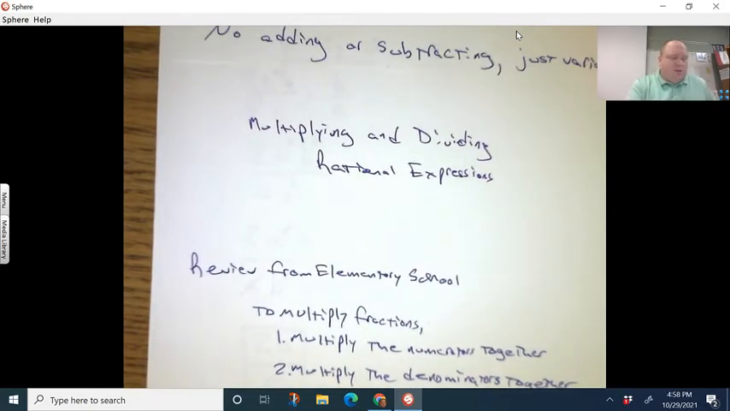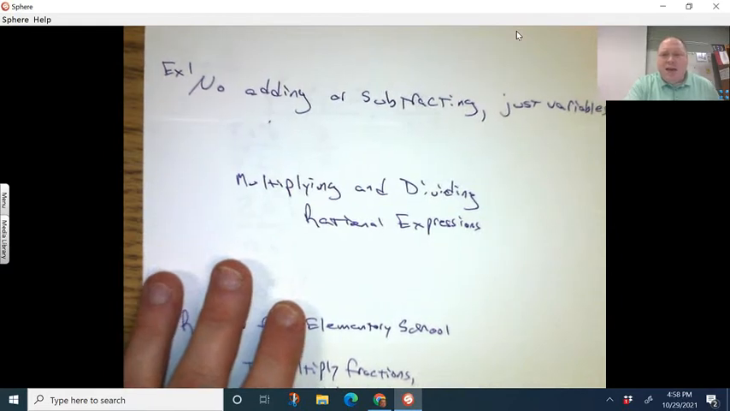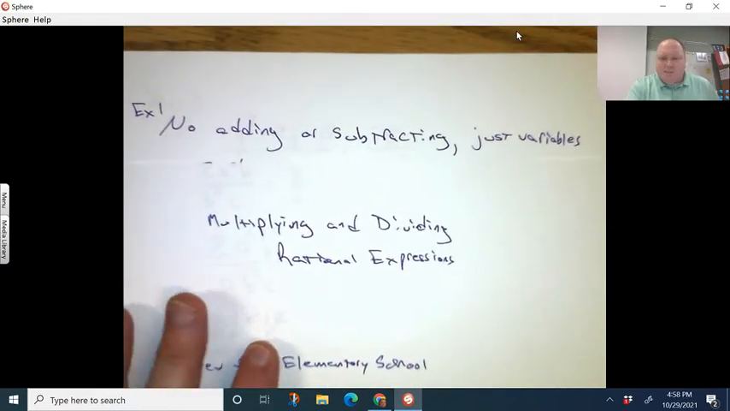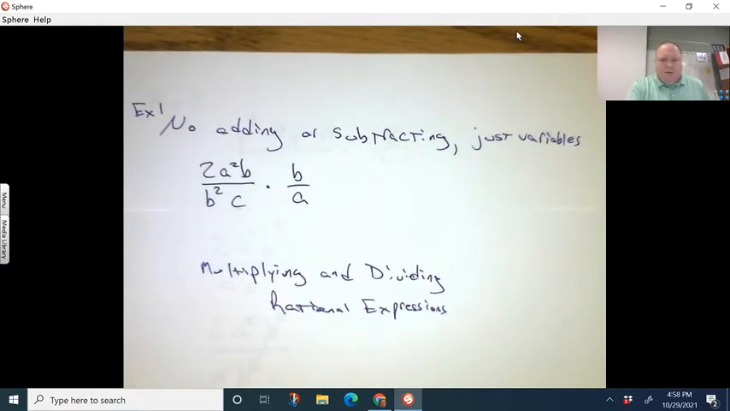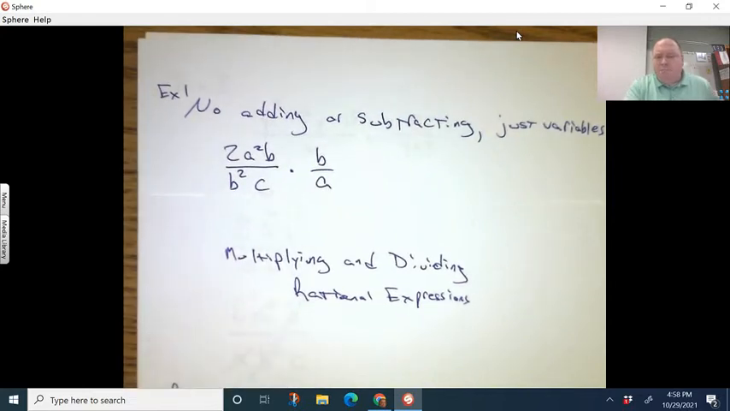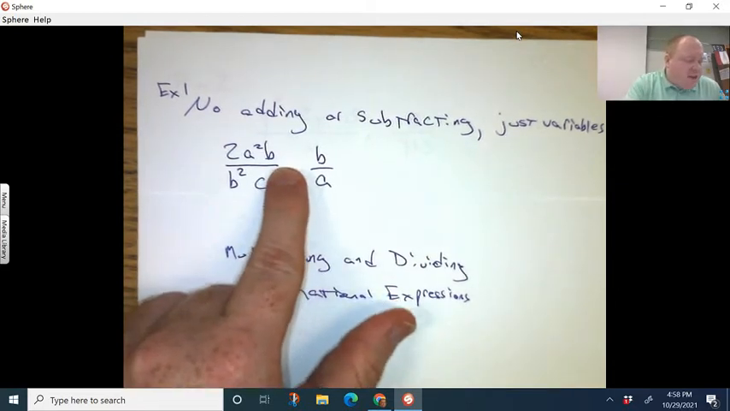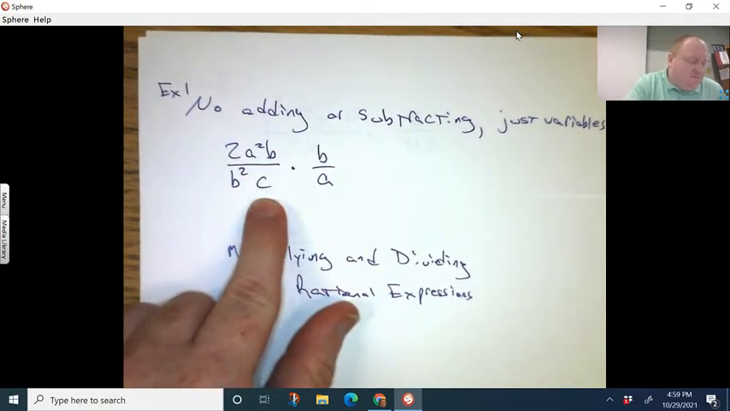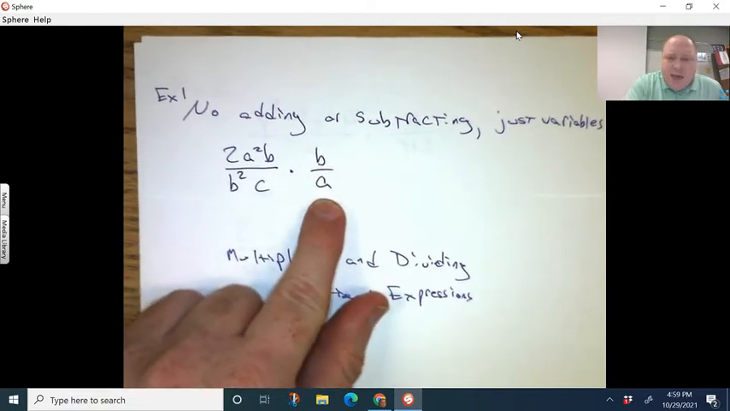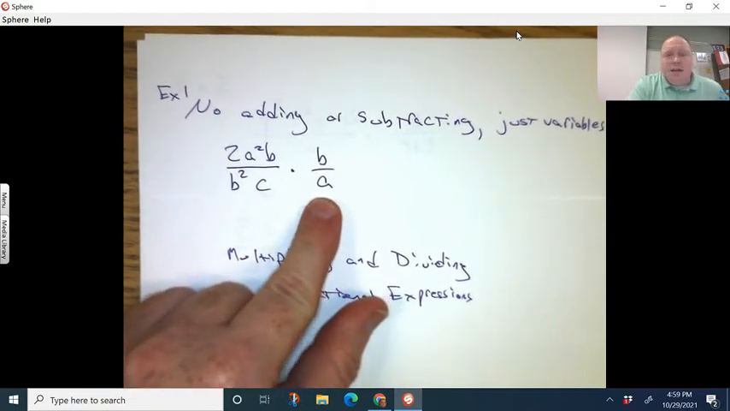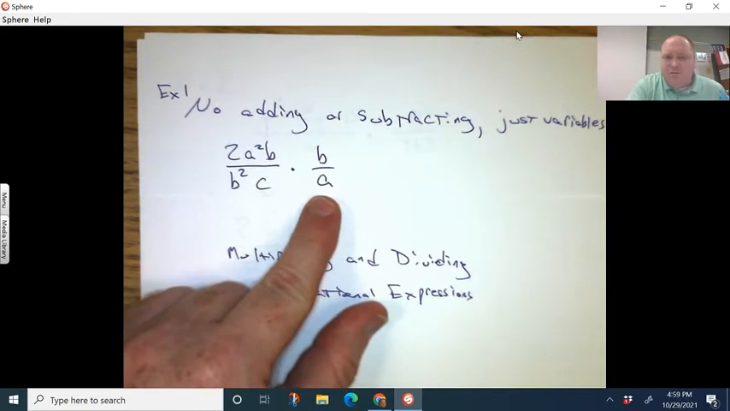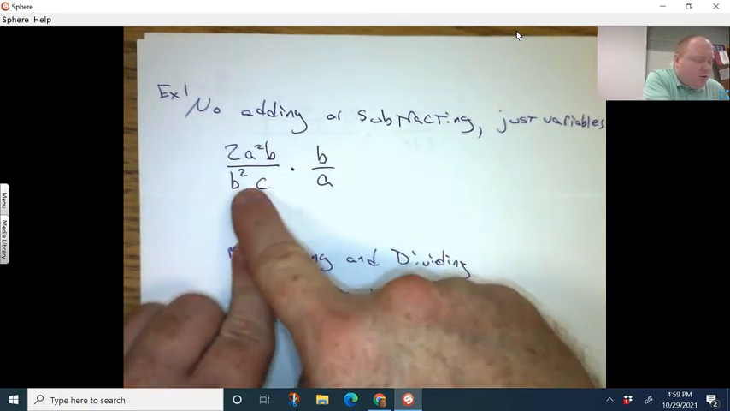Okay, so this one has no adding or subtracting. It just has variables in it, okay? So this is number 1 off that page. So I have 2a squared times b over b squared c times b over a. Well, it's just a regular fraction times a fraction, so I can multiply straight across.